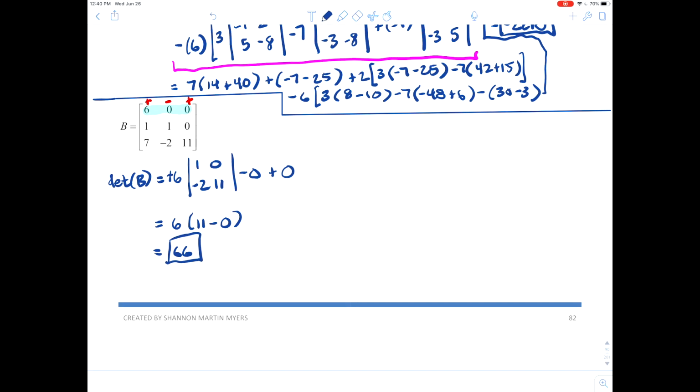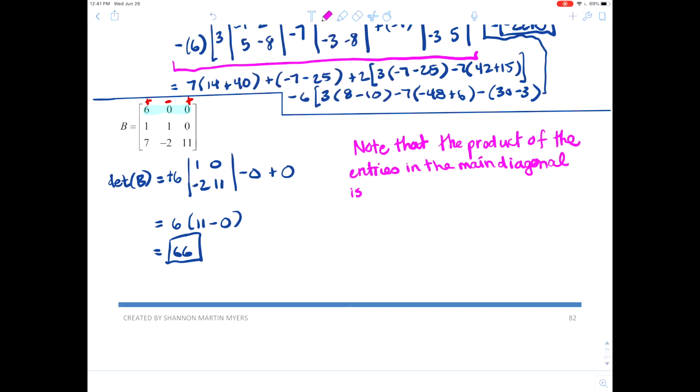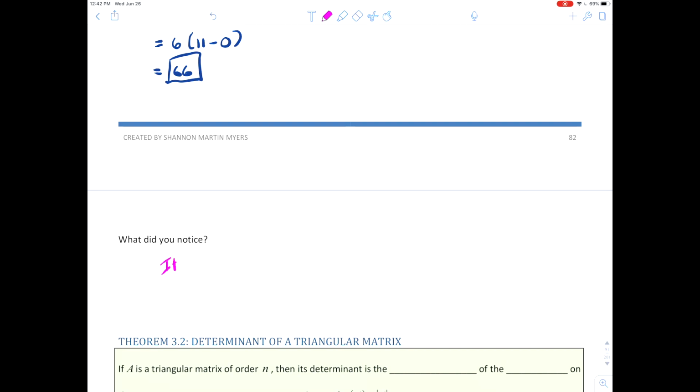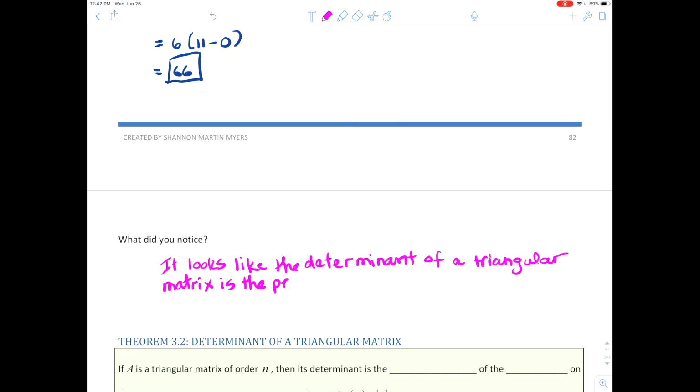Hey, let's look at something else. Note that the product of the entries in the main diagonal is what? Beautiful. 6 times 1 times 11, which happens to also be 66. What do you think that means? Well, it looks like the determinant, and what kind of matrix was that we were working on? Beautiful, a triangular matrix. So it looks like the determinant of a triangular matrix is the product of the main diagonal entries.